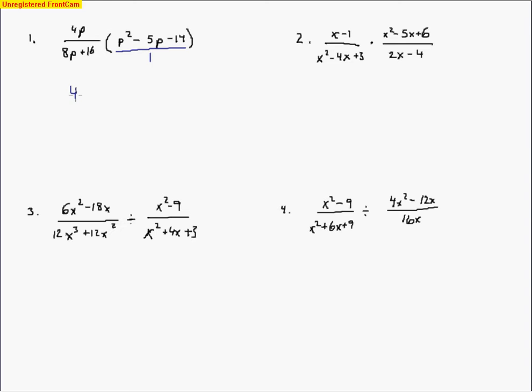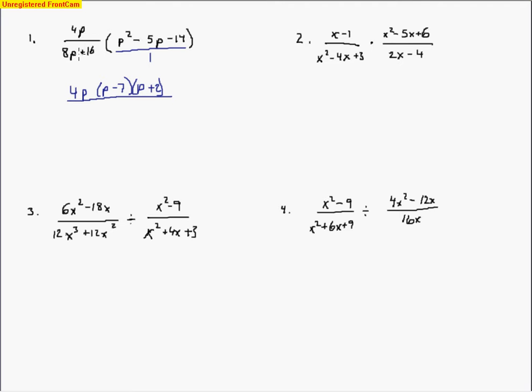Then, since it's being multiplied, we write this as one fraction. I just factor as I go. So 4 and p are already factors, so I'll just rewrite those. But now I see a trinomial, and this is going to end up factoring as two binomials: p minus 7 and p plus 2. They had to be opposite signs because they multiply to make a negative 14, and they subtract. The outside and inside terms subtract to make that negative 5.